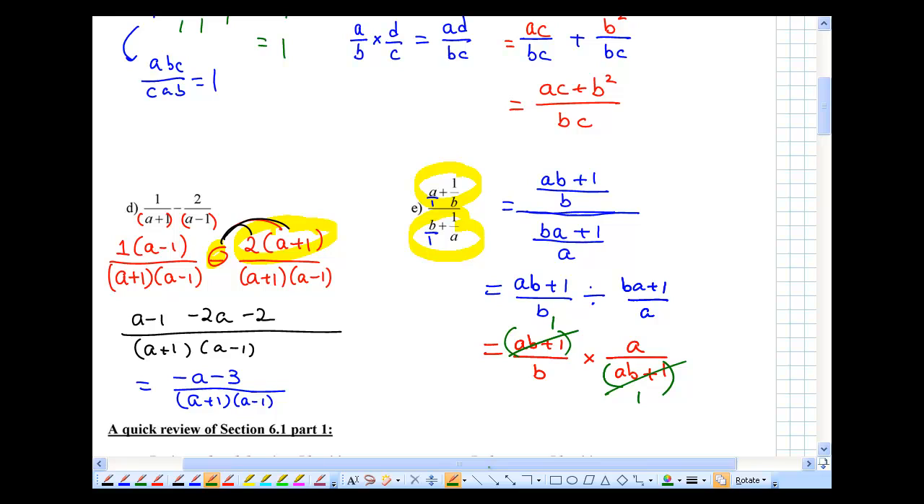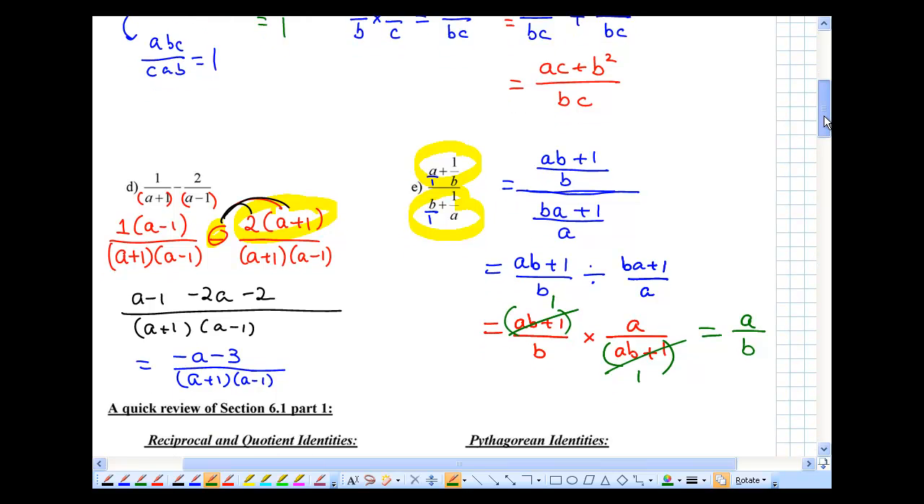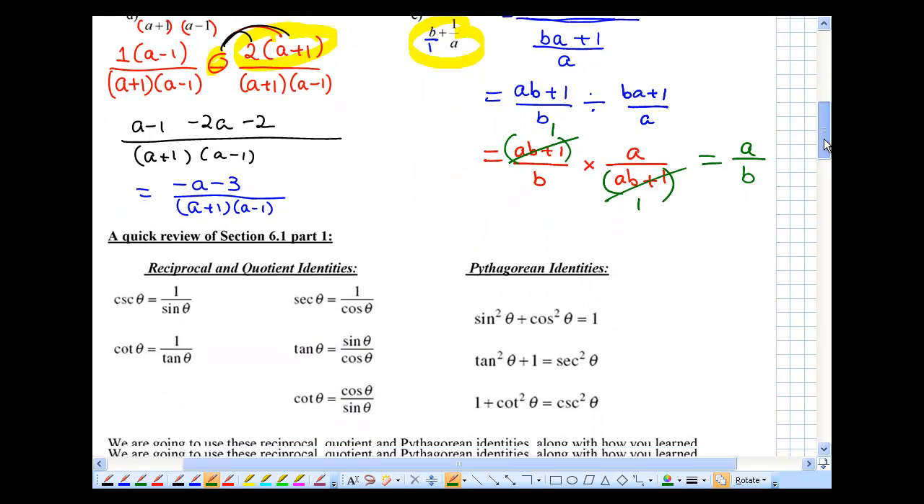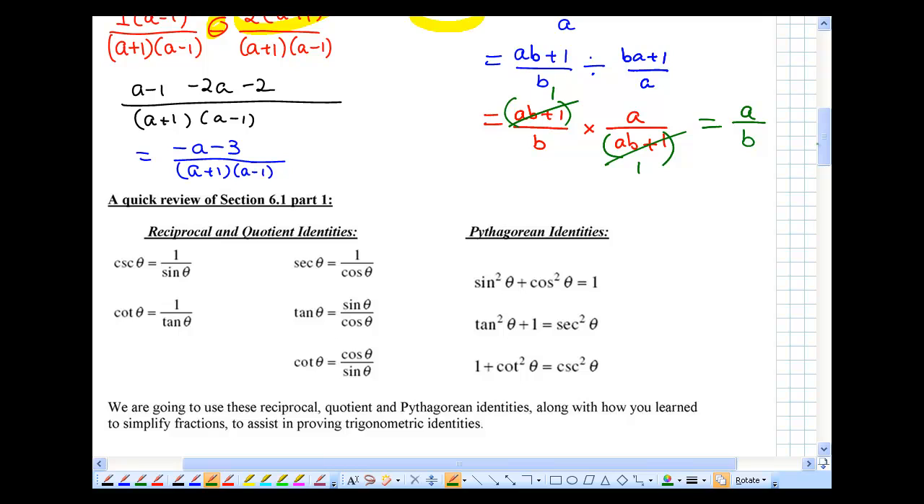I'll divide them out, and you're just left with 1 times A over B times 1. There we go. Okay? That was a quick review of fractions. Now, why is that important? Because now I'm going to show you questions where you're going to use fractions and you're going to have to do some sort of simplification. But before we do that, a quick review from part 1.